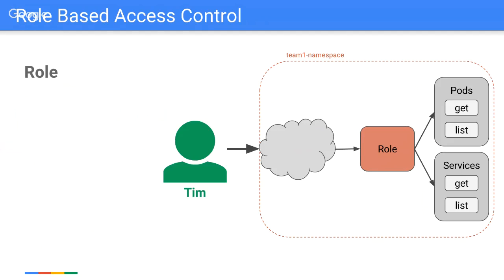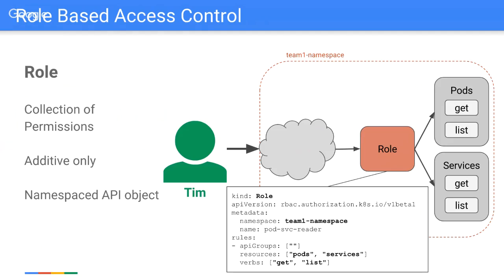So the role, we can think of kind of what we had specified before in ABAC. That's now going to be our role in RBAC. So the role specifies the permissions, essentially. As an example, we could say in the Team 1 namespace, we want to create this pod-service-reader role. This role has permission to do some read operations, get and list, on pods and services. And so that's specifying the role.